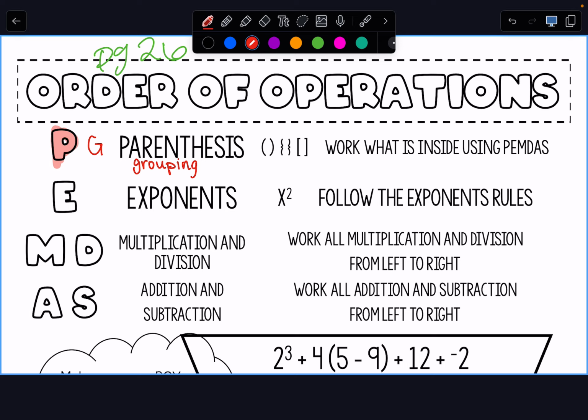Do you see this problem right here? We have a group of numbers in our numerator and a group of numbers in our denominator. There's technically not parentheses here, but they're grouped in the numerator, grouped in the denominator. So we're going to say parentheses, but know that we could also say grouping.